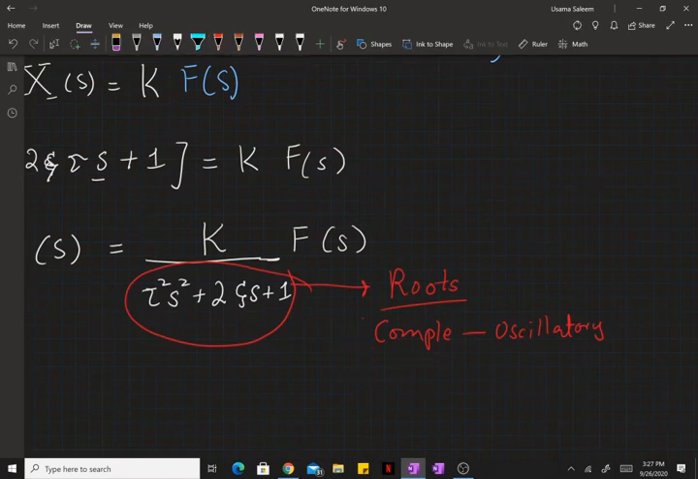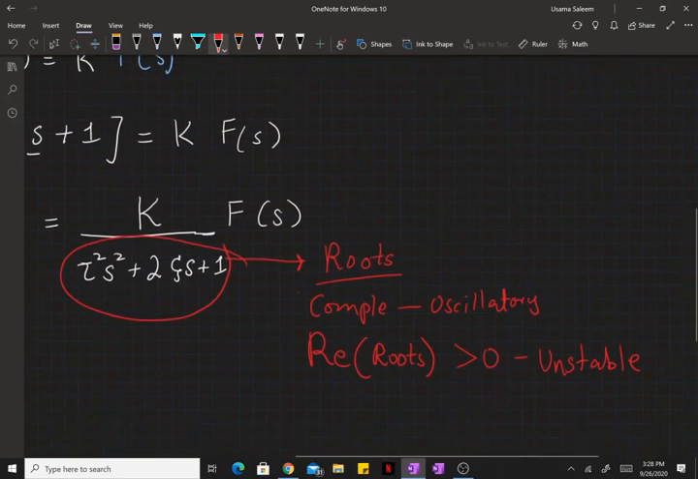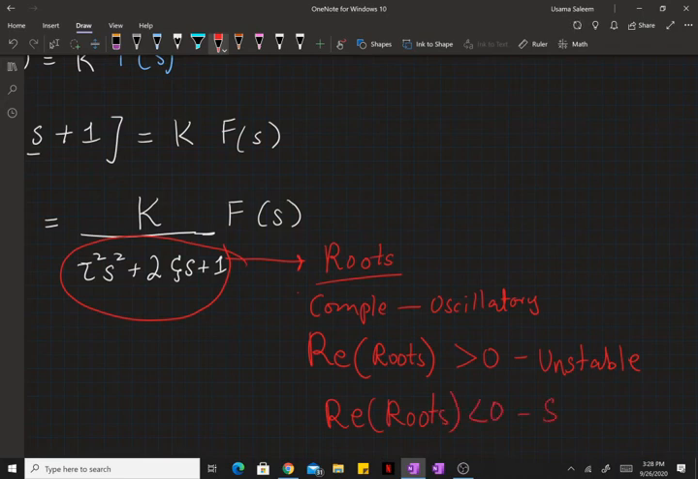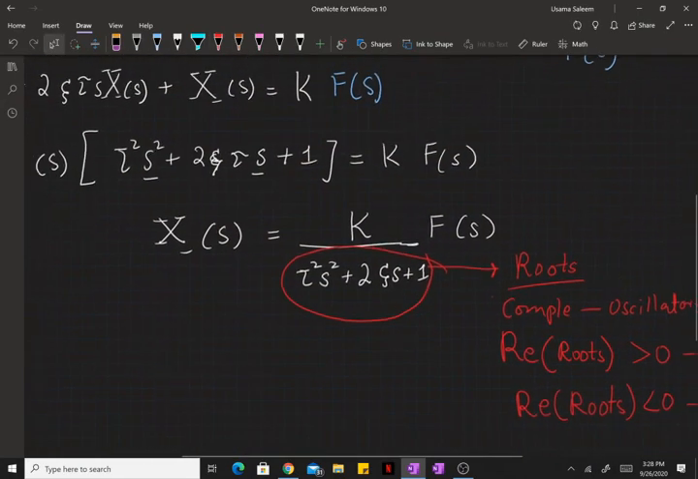If the real part of the roots is greater than 0, then your system is unstable. It's going to be exponentially growing. If the real part of the roots is negative, then your system is stable. It's going to decay down or reach a final steady state value.